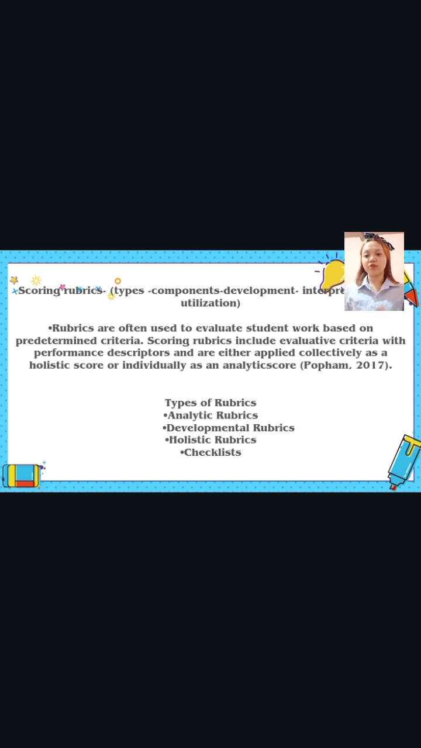So, therefore, it makes sense to complete the creation, adaptation, or modification of a scoring rubrics during the second stage of the backward design process. In this chapter, you will explore different types of rubrics along with how to develop effective rubrics. So, these are the types of rubrics: analytic rubrics, developmental rubrics, holistic rubrics, and checklists.